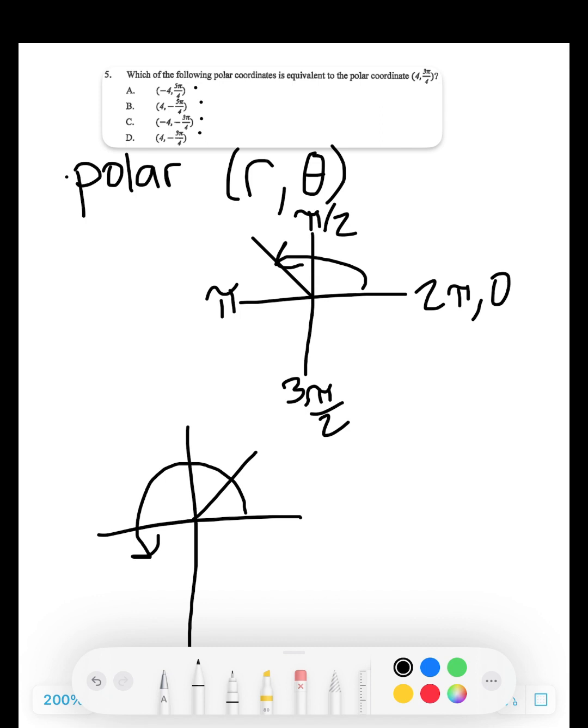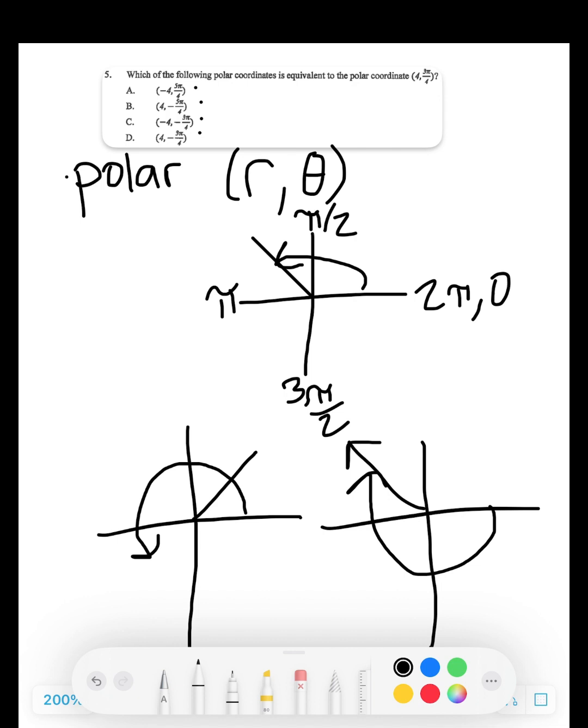Now we look at option B. For option B, we're moving negative 5 pi over 4, so that means we're going around the circle this way. And we've gone over halfway, so we wind up in the second quadrant, and we're moving positive 4. Now that looks an awful lot like our answer. And it in fact is our answer, but I'm going to show you why C and D do not work as well.